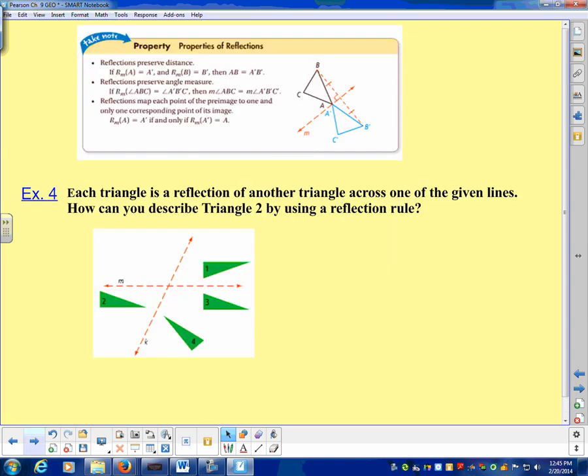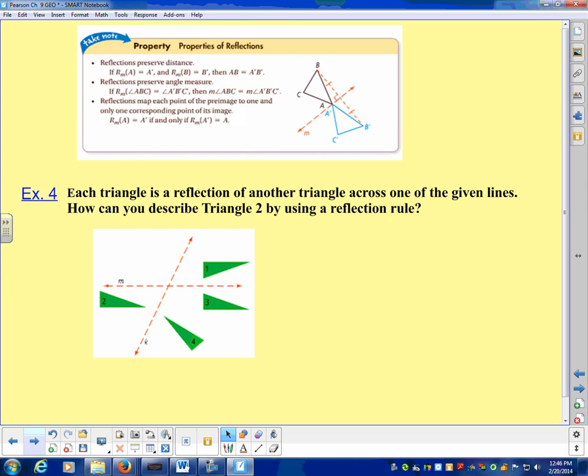All right, some properties of reflections. Reflections preserve distance and angle measure. That's the definition of a rigid motion. So reflections are transformations that create rigid motion. Reflections map each point of the pre-image to one and only one corresponding point of its image. So when I reflect this triangle ABC over the line M, each point matches up with one and only one other point.